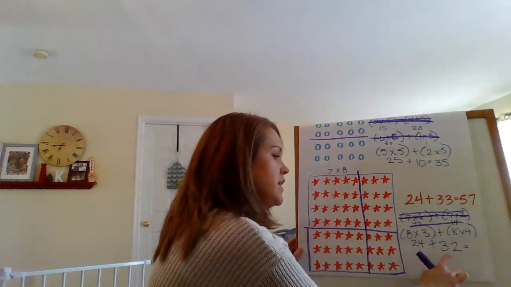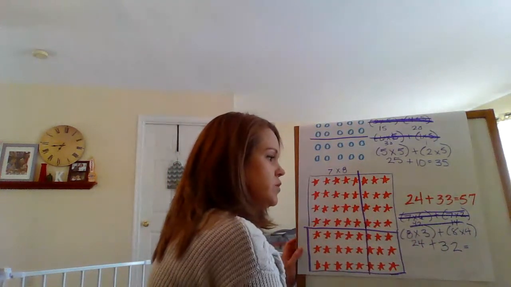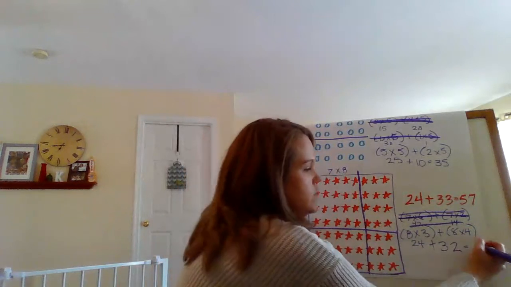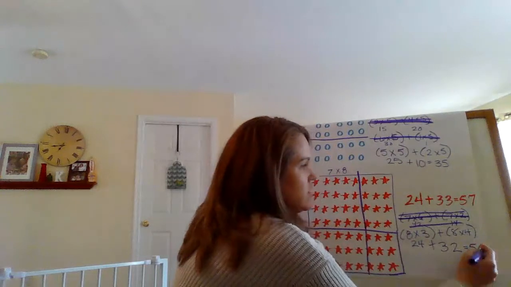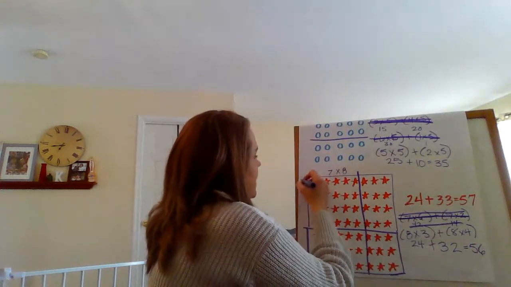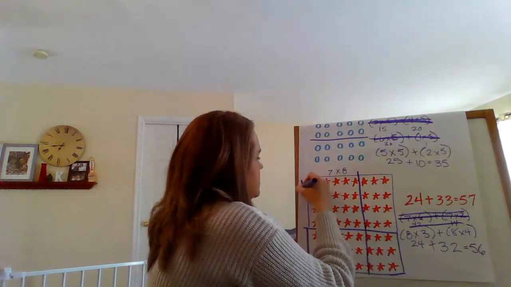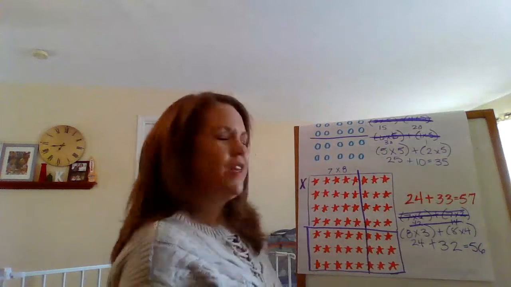20 plus 30, and then 4 plus 2 in the 1. So 4 plus 2 is 6. 20 plus 30 is 50. So our answer is 56. So they actually did not get this right. So what do you think?